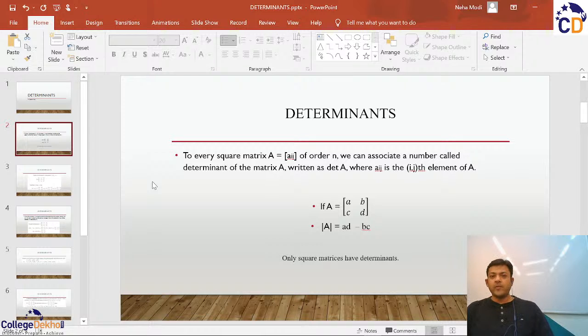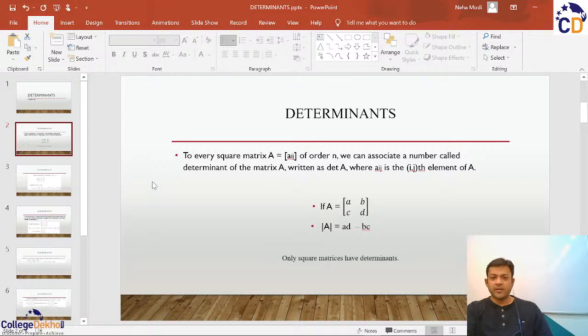For every square matrix, when we have a matrix which is square in nature, which means it must have an equal number of rows and columns, so for every square matrix, let's say of order n, it can be given an individual value, a value associated with a matrix. When a value can be associated with a certain matrix, that value is called a determinant.